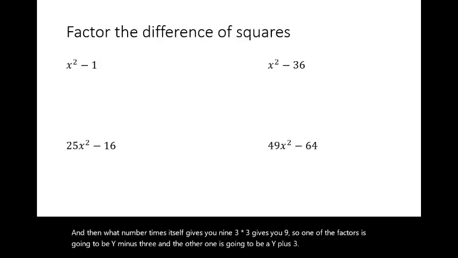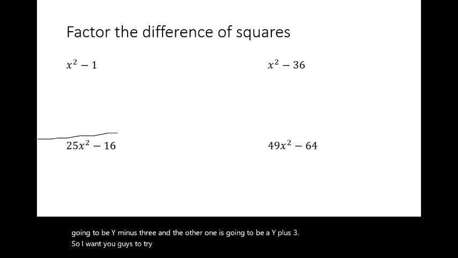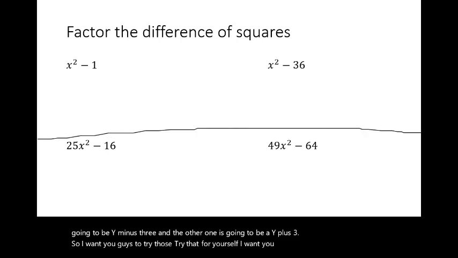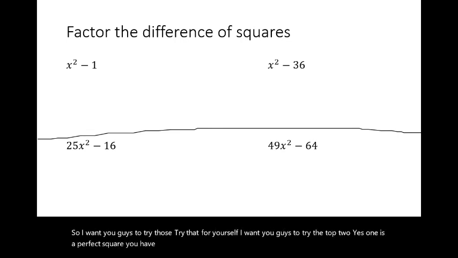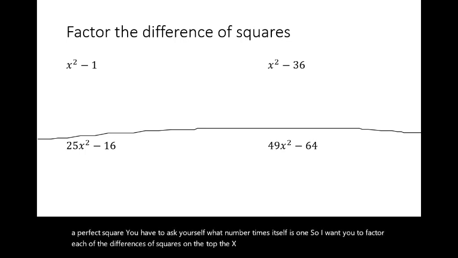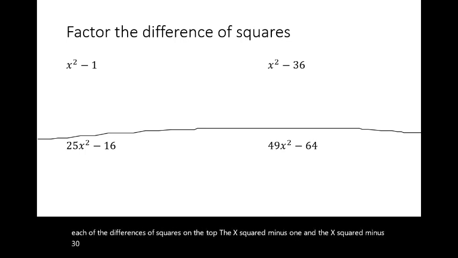So I want you guys to try that for yourself. I want you guys to try the top two. Yes, 1 is a perfect square. You have to ask yourself what number times itself is 1. So I want you to factor each of the differences of squares on the top, the x squared minus 1 and the x squared minus 36. So go ahead and pause the video for a minute and resume when you're ready to check your answer.